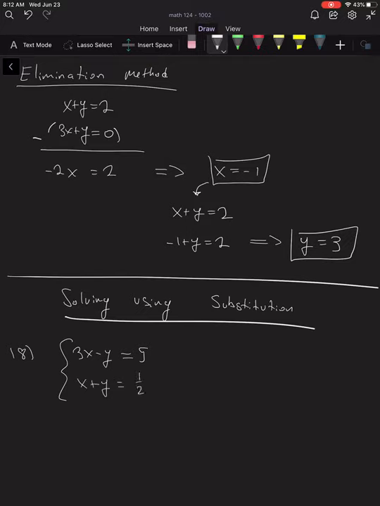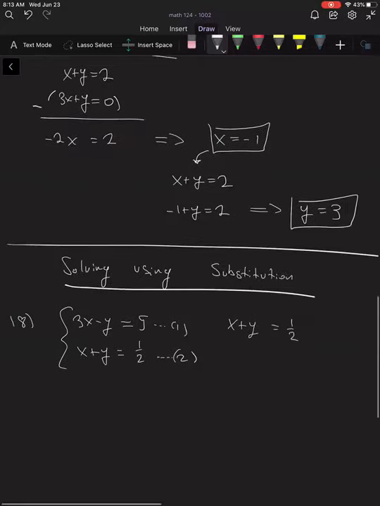So for the substitution method, remember, we've got to pick an equation and then solve for a variable. Let's just pick the second equation. Here's the first equation, here's the second equation. Let's take our second equation, x plus y is equal to 1/2, and solve for y. It doesn't really matter, I don't think either choice is going to make it easier or harder. So doing this, we get y is equal to minus x plus 1/2.